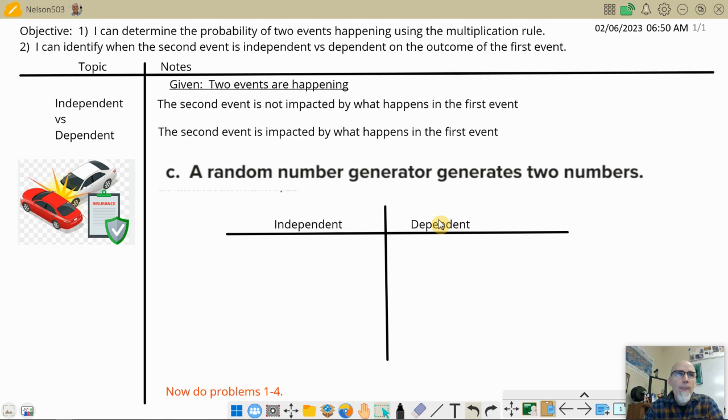We're going to look at the probability of two events occurring. Okay, so one's going to happen, and then the second one's going to happen. And if the second one has not been impacted by what happened in the first one, then we're going to call that an independent event. If the second one's chances or probability has been impacted in some way by what occurred in the first event, then we're going to call that a dependent situation. So I've got a bunch of scenarios stacked up here, and we're going to try to determine are they independent or dependent, and that's what you're going to do on problems 1 through 4. So it's going to be kind of like a 50-50 chance.